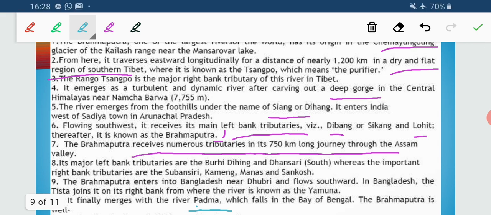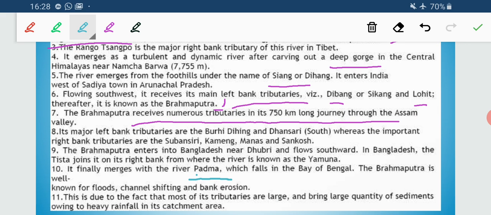and the Brahmaputra is well known for its floods, channel shifting and bank erosion. Now why is it so? Why is Brahmaputra well known for floods? Because it is present in the heavy rainfall regime where the volume of water is maximum, and the zone through which river Brahmaputra passes is formed of unconsolidated sediments. So continuous excessive sedimentation causes channel shifting, and due to high volume of the water, the erosion of the bank is also very fast.